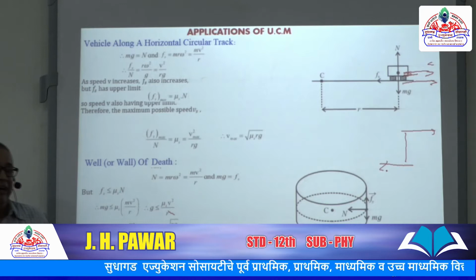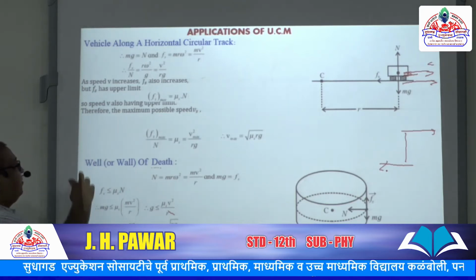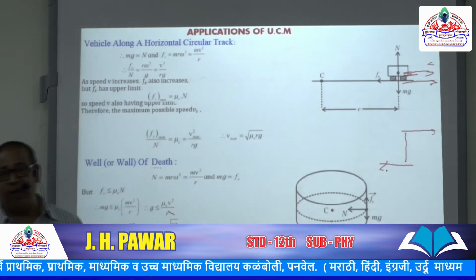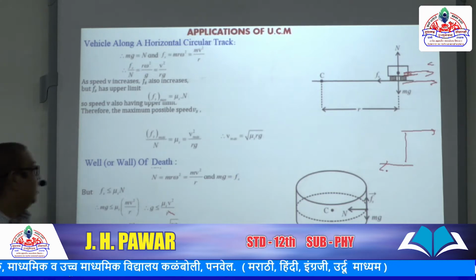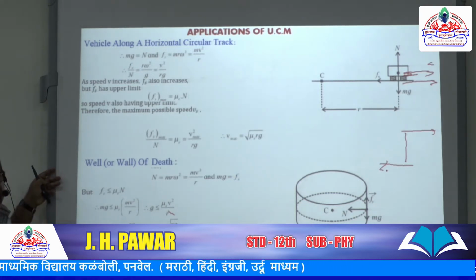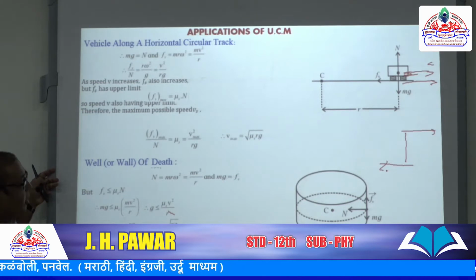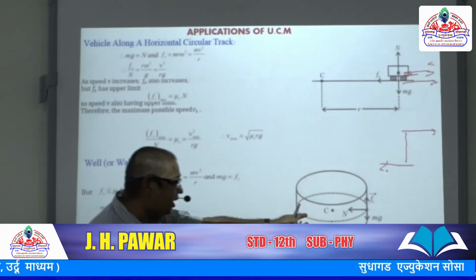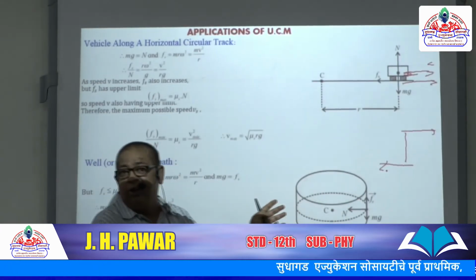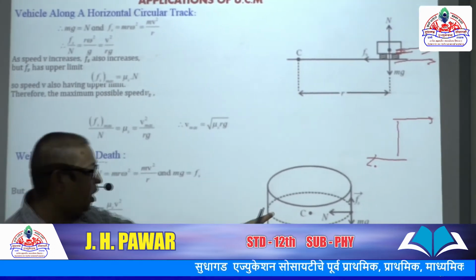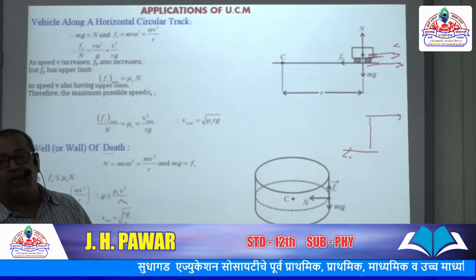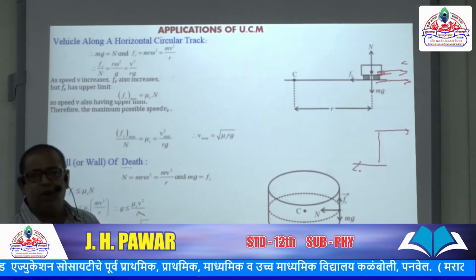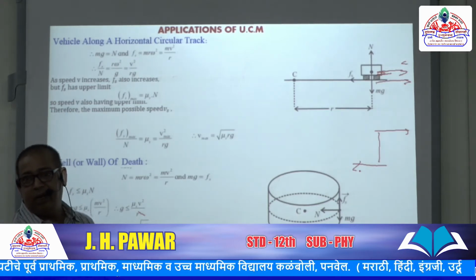Thereafter, we go through another interesting topic. Here is a well of death. In Hindi, it is called maut ka kuan. And already you see it in the picture. Actually, in the well of death, we go through another application. In the first case, we considered a horizontal circular track. But here, look at the thing. Here, we take a vertical cylindrical wall of radius r. And this bicycle rider makes the stunt inside it, and he moves along a horizontal direction.